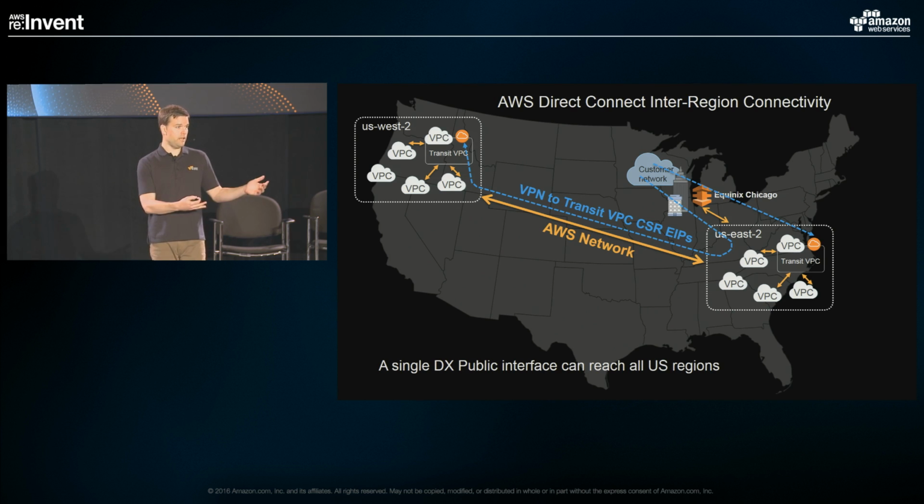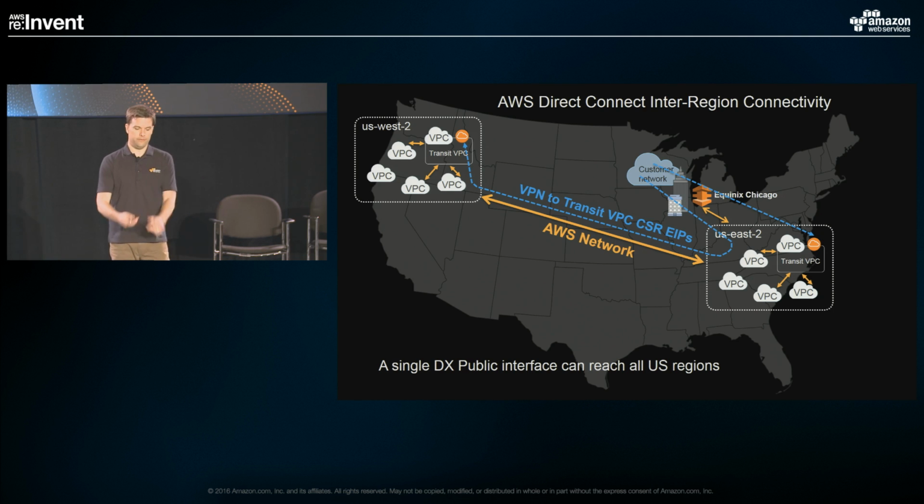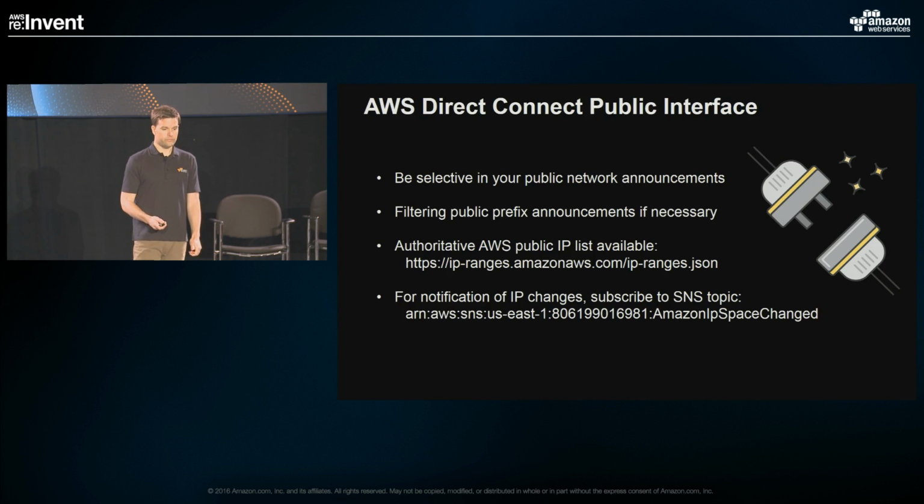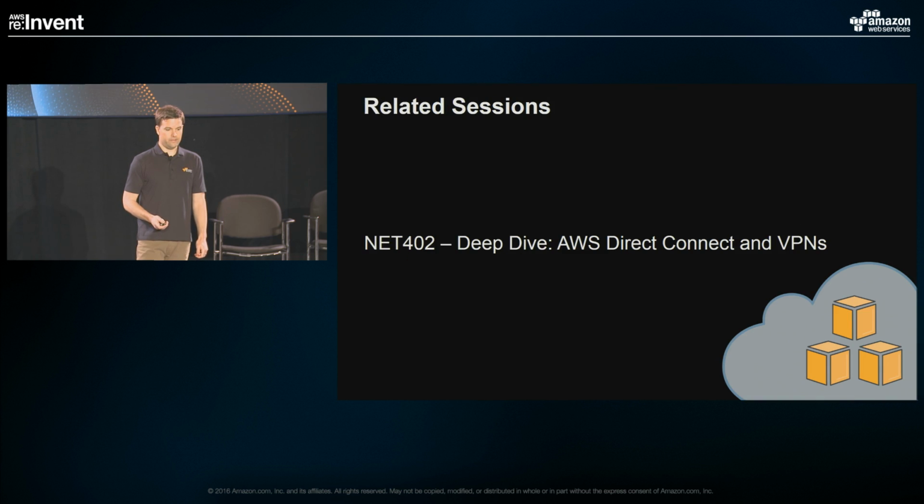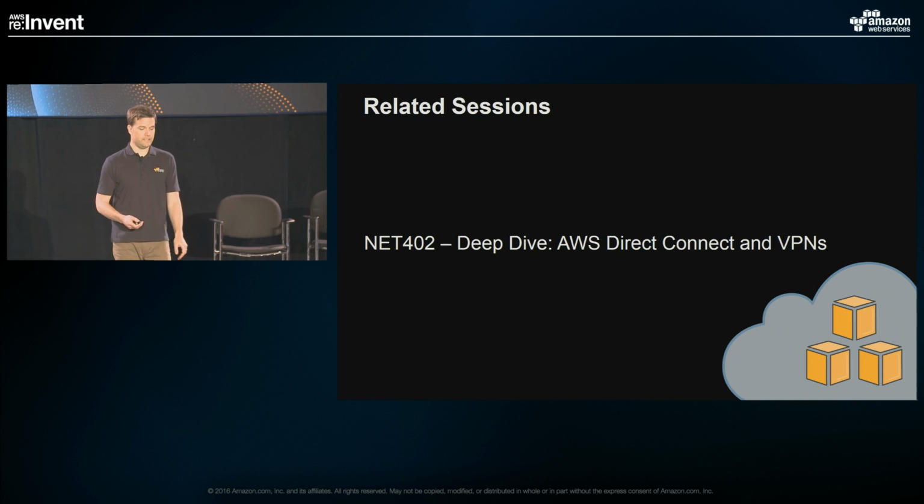You would not be able to do that with a private Direct Connect VIF. Private Direct Connect interfaces can only be connected to VPCs in the same region that you're direct connected into. I'll skip this. This is going to be homework for you later. There's a really good deep dive if you want to go to all the details of Direct Connect and VPNs, NAT 402.